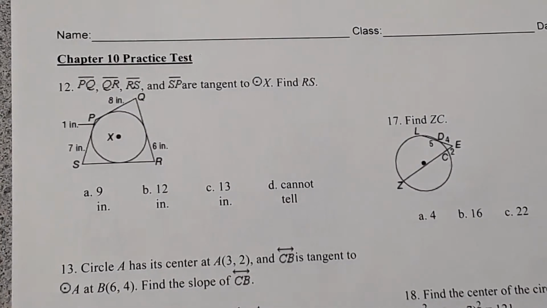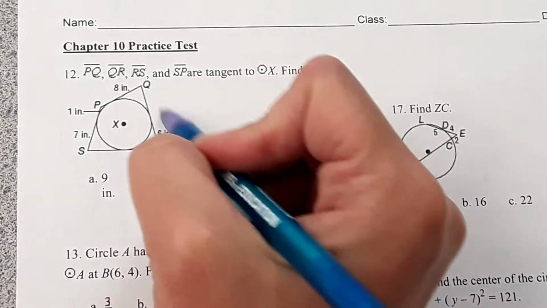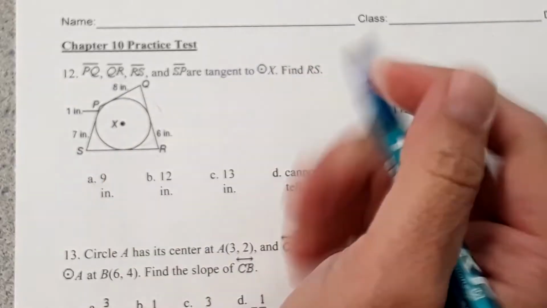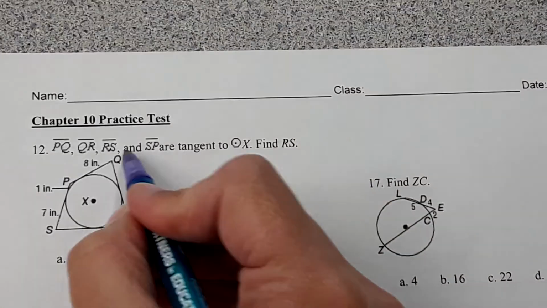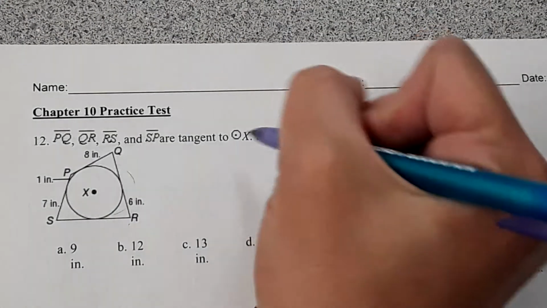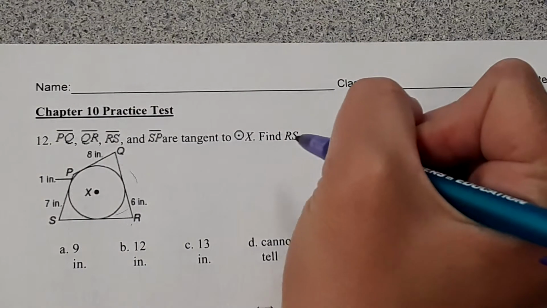Here it shows a circle inside of a quadrilateral. It says that all of these segments are tangent to circle X. Find RS.